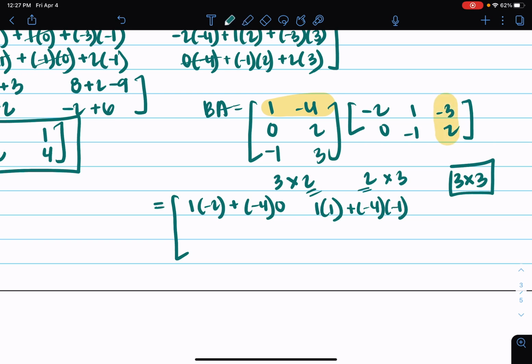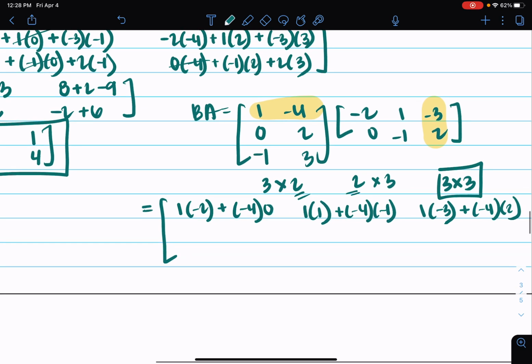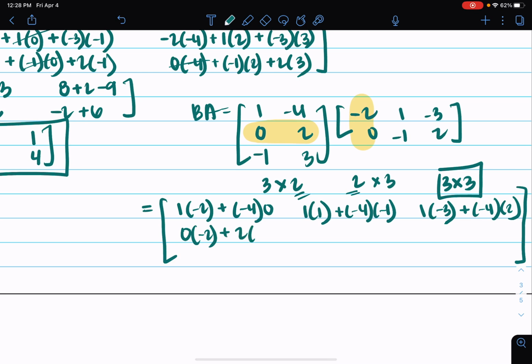All right, last spot in row 1. First numbers, 1, negative 3. Second numbers, negative 4 and 2. And we can close it. All right, now we're moving on to row 2. All right, first numbers, 0 times negative 2. Second numbers, 2 times 0.